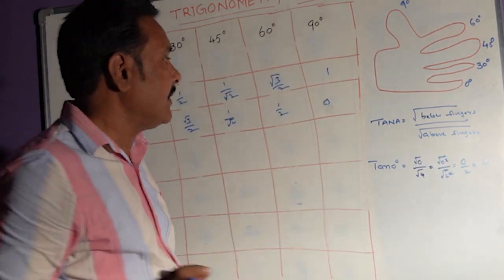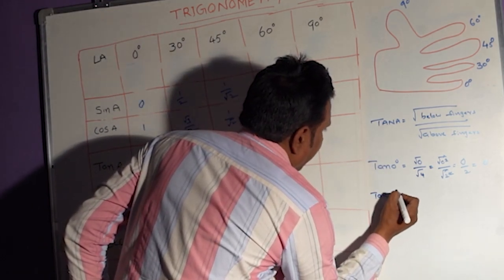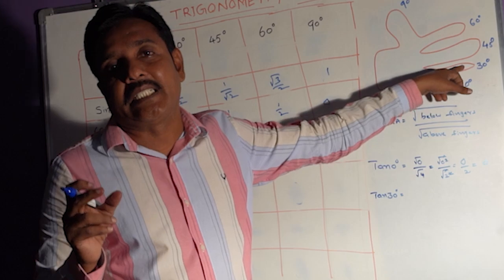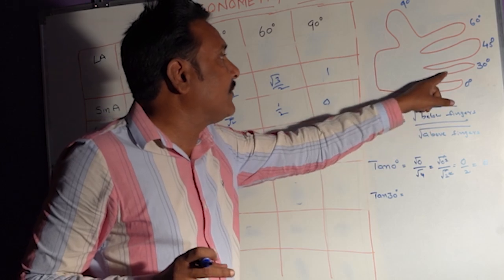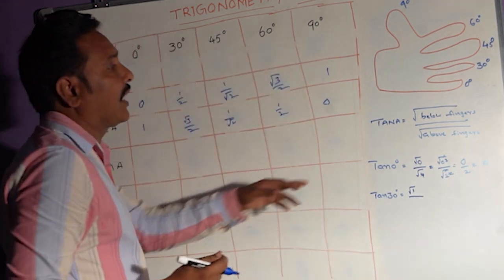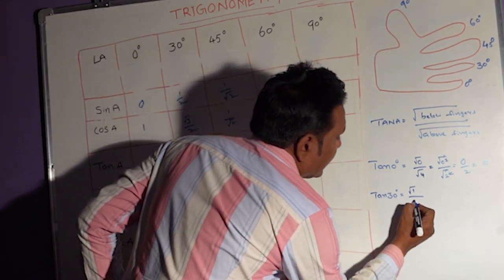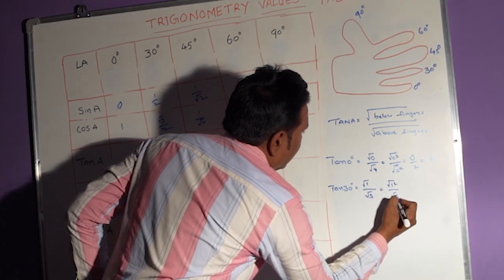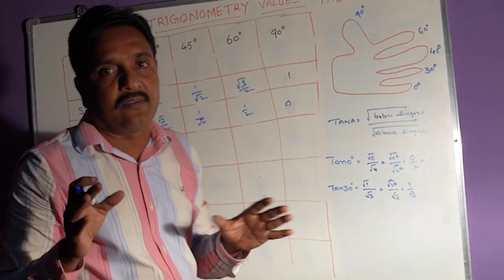Is it okay? Next, tan of 30 degrees. Tan 30 degree means this finger is the 30 degrees. Ring finger is the 30 degrees. Root of below fingers, ring finger below finger is 1. That value is root of 1 by root of above fingers, 30 degree above fingers 1, 2, 3. Then root 3. This is equal to root 1 square by root 3. Square root cancel. 1 by root 3 is the tan 30 degree value.